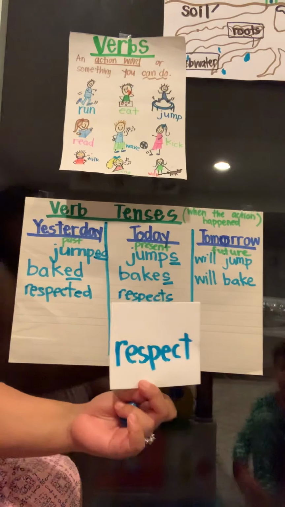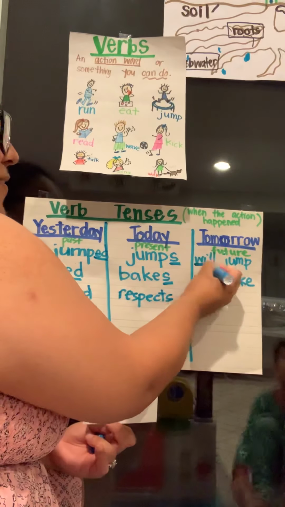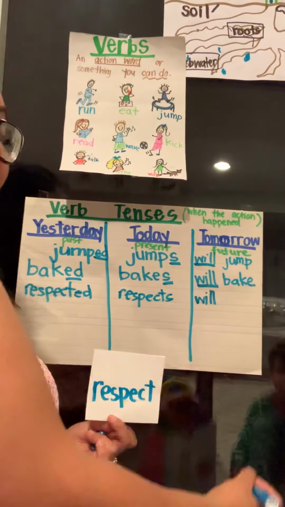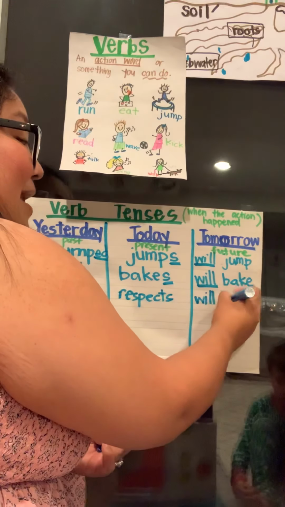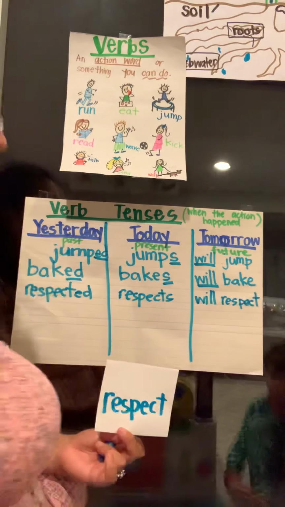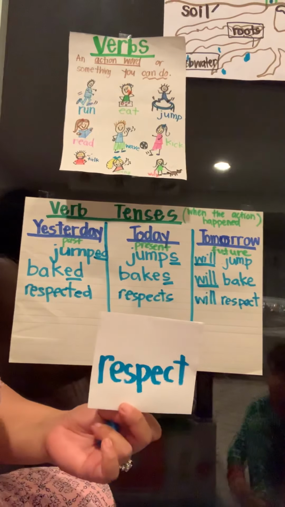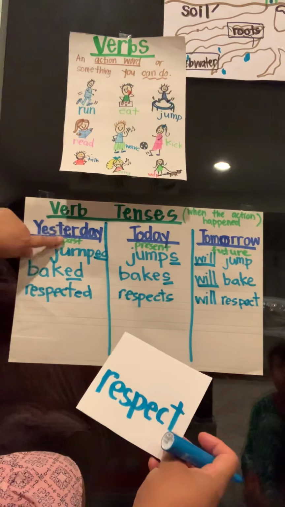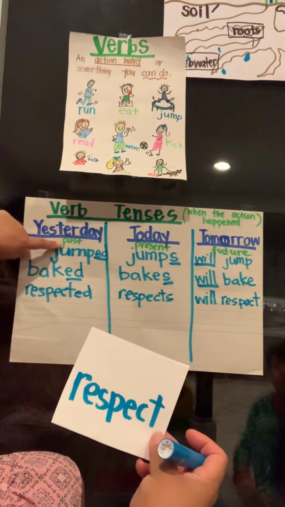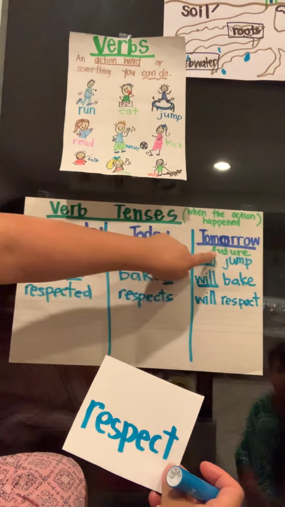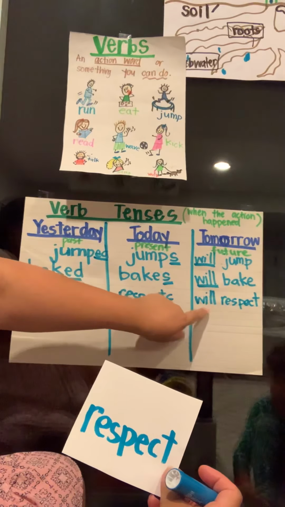Tomorrow, Avan... Will. We're going to use the will. What will he do tomorrow? Respect his mom. I hope all of you guys are respecting your moms and your dads, and grandmas, babysitters, everyone. Okay? So, past tense of respect is respected. Present tense of respect is respects. Future tense of respect is will respect.